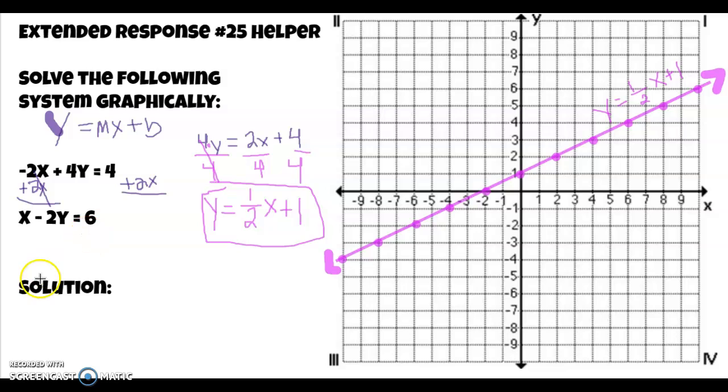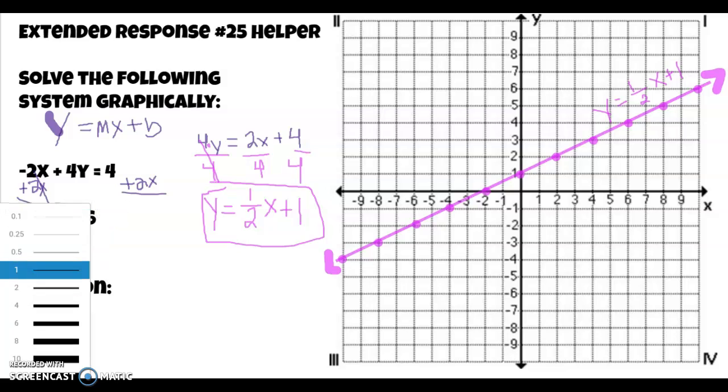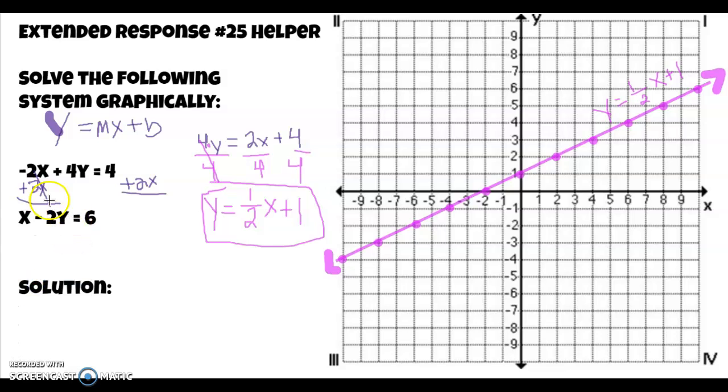So now let's take a look at our second one. I'm going to do this in a different color. First thing I'm going to do is take a look if this is in y equals mx plus b format. It is not. So I need to get the y by itself once again. My first step is to subtract x on both sides because it's a positive x and I want to zero it out. I'm left with negative 2y equals, and I always write my x's first.